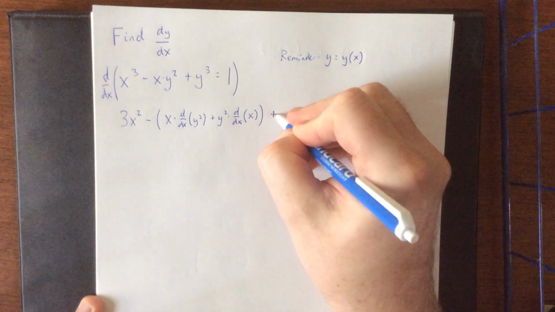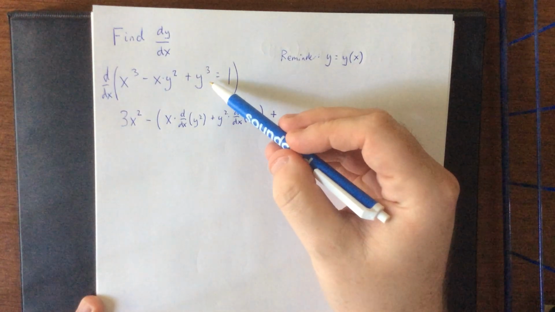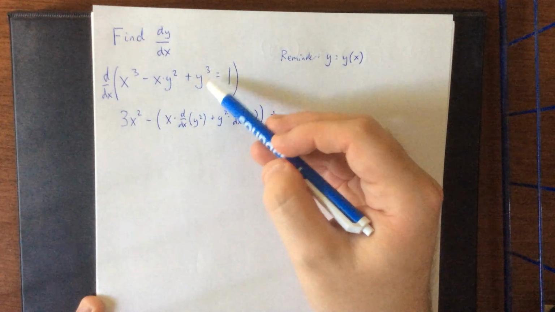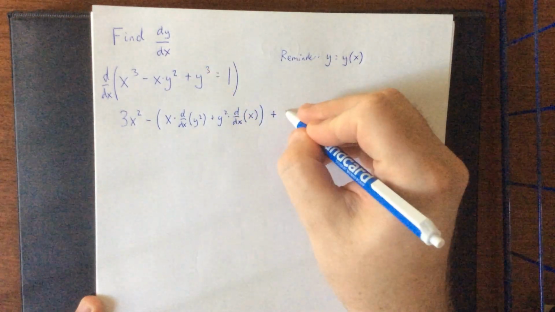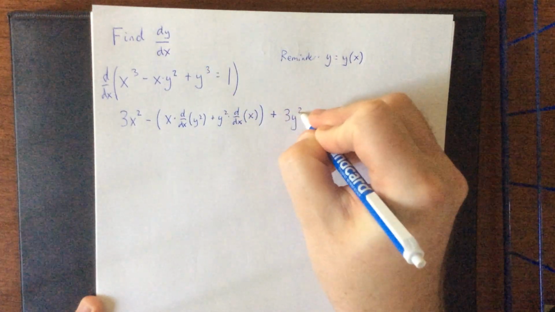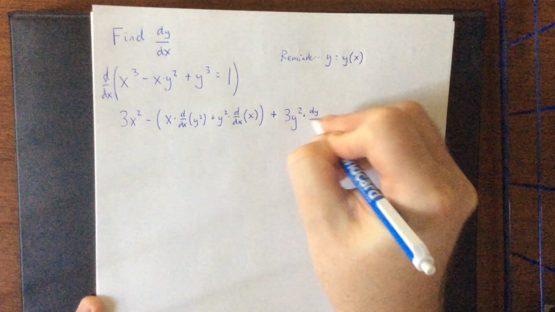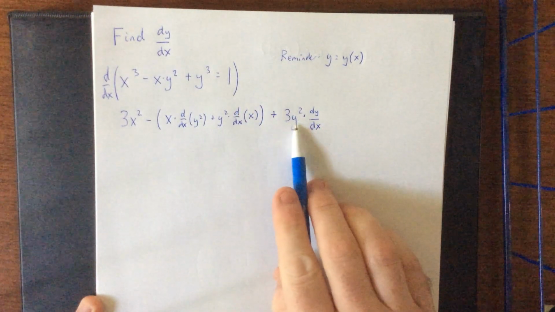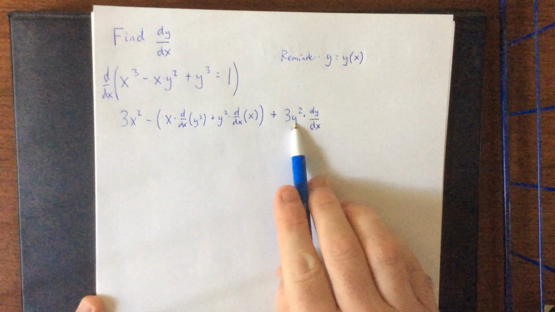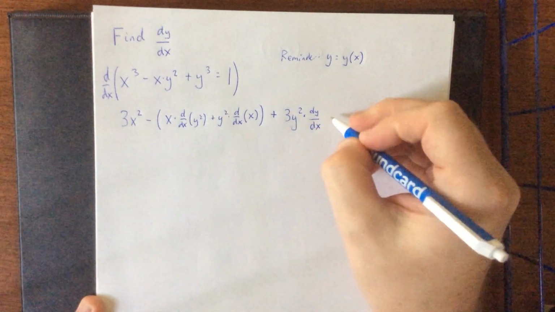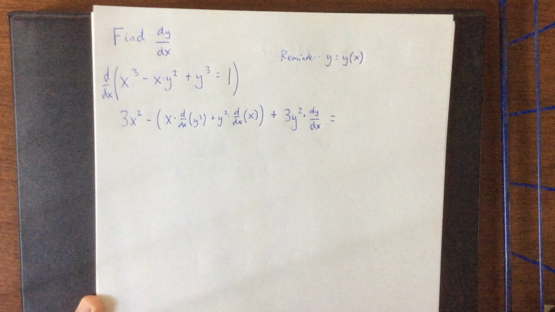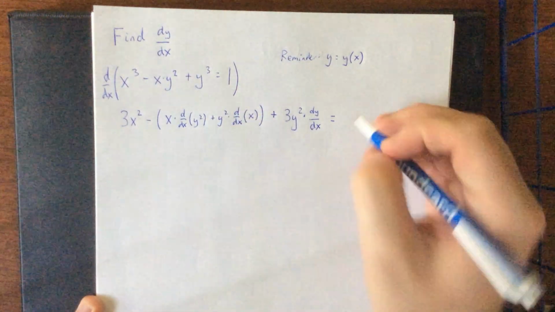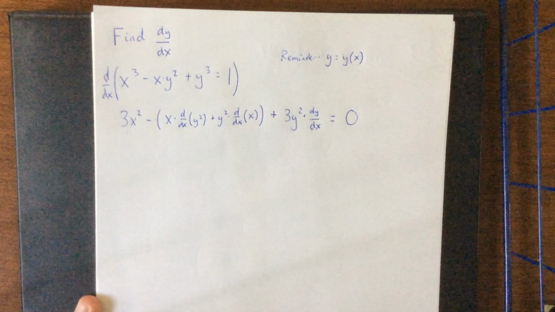Plus, for the derivative with respect to x of y cubed, this would be considered a composition of functions where your outside function is the third power, and your inside function would be considered y. So according to the chain rule, we differentiate the third power, which would be 3 times that thing squared, and then multiply by the derivative of the inside. Here's my favorite derivative to take of the entire relation. 1. 0, because that's going to be a constant.